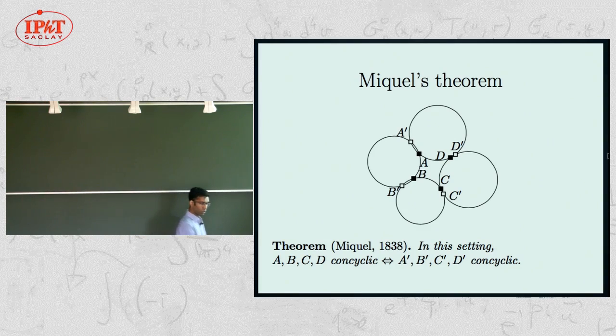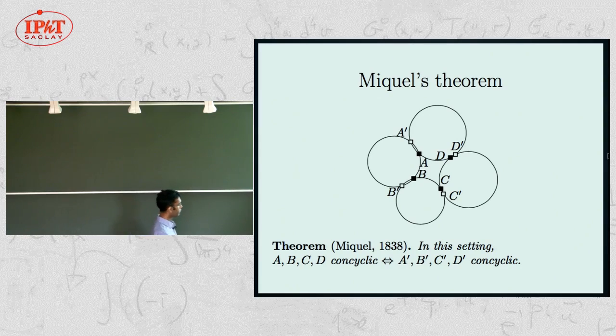This dynamics is called Miquel dynamics because it is based on a classical theorem of geometry called Miquel's theorem, which is the following. You start with four circles: north, west, south, and east. North and west intersect in two points, A and A prime, west and south in B and B prime, south and east in C and C prime, and east and north in D and D prime.